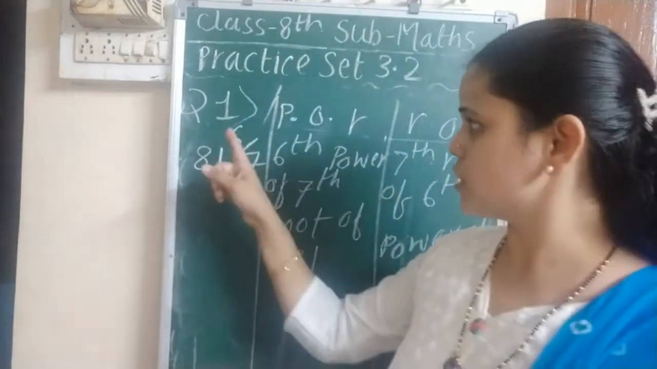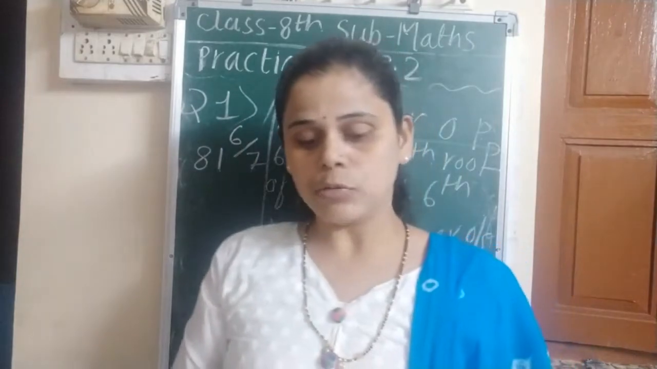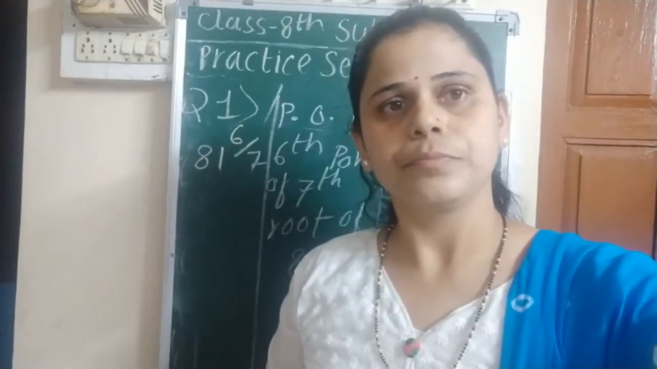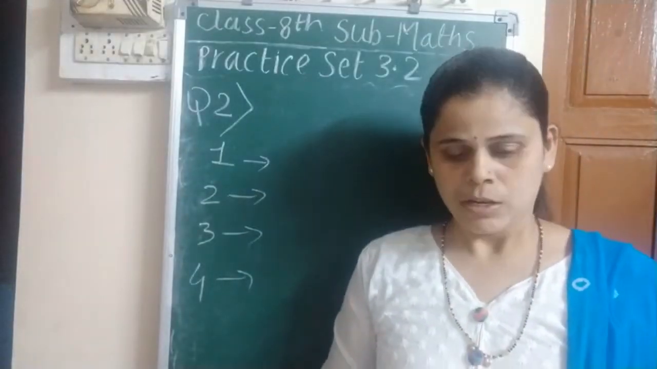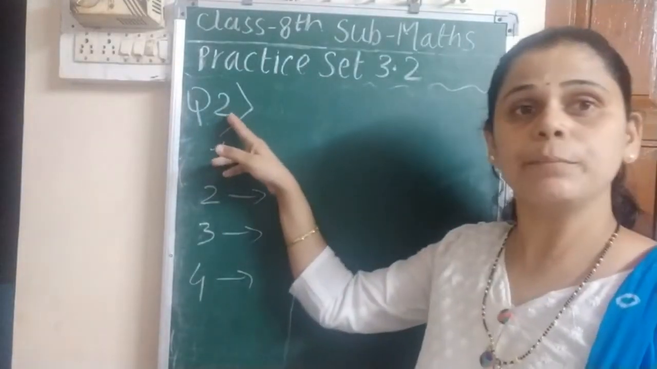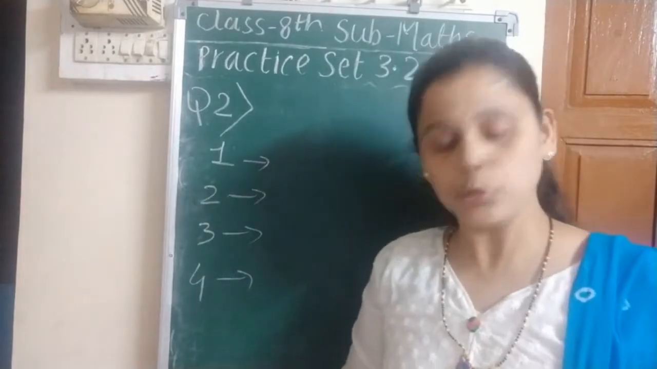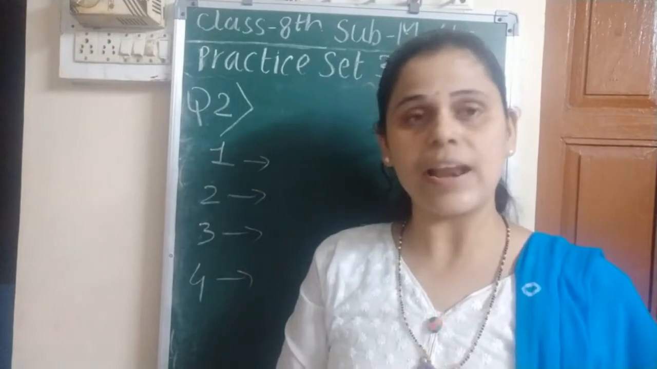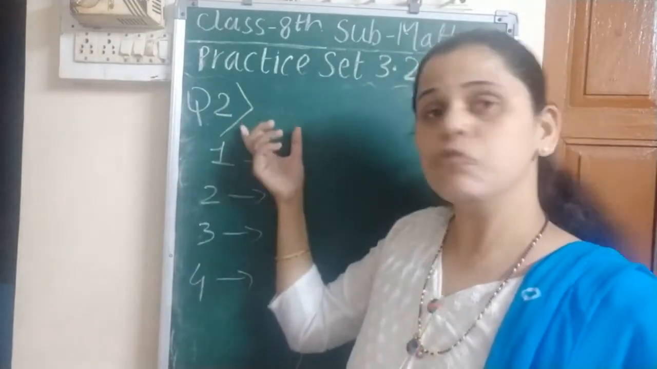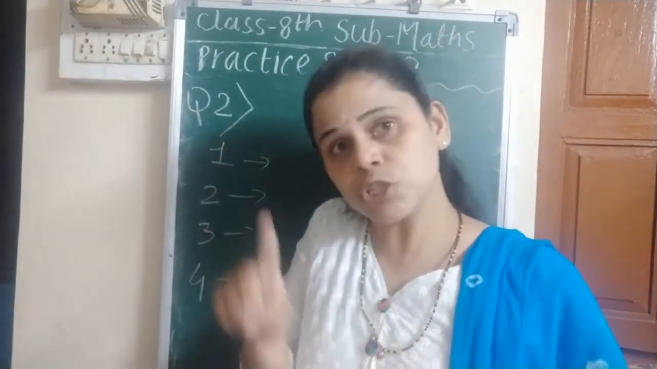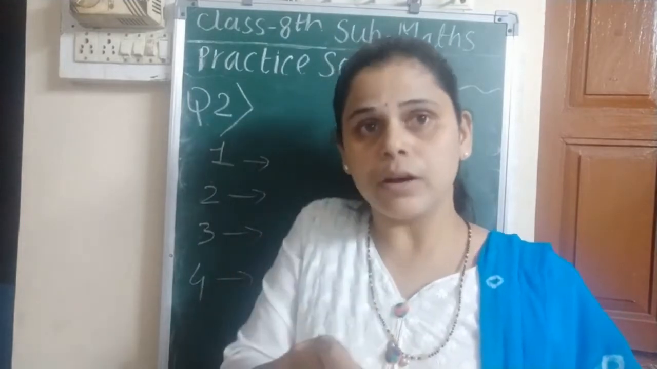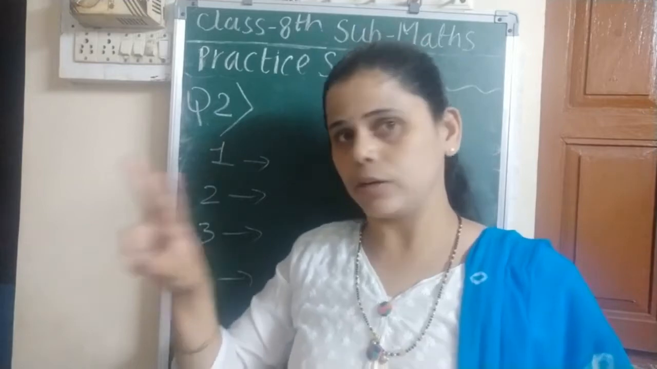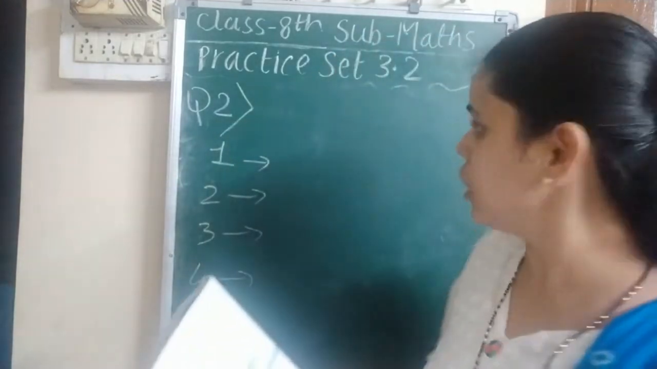I explained the question number 2 and question number 3, and question 4 and 5 is homework. So let's see the question number 2. In question number 2, what is given? Write the following numbers in the form of rational indices. In the first question, we write the number in form of power of root and root of power. Okay. So let's move on to the second question.